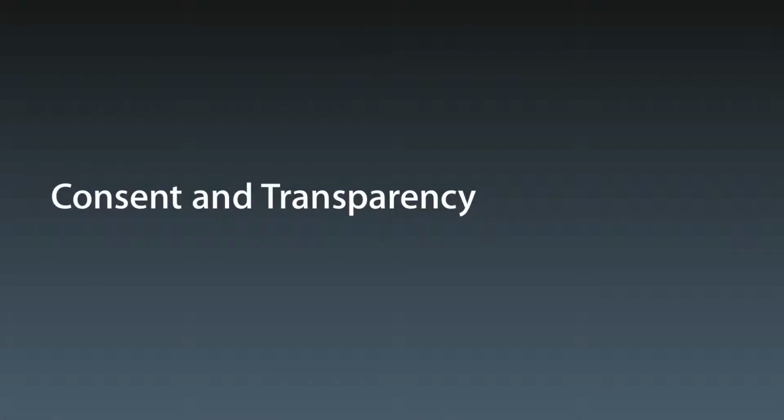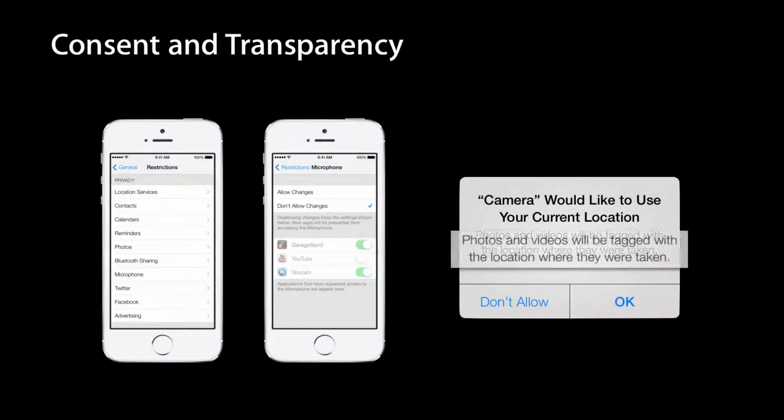Now, consent and transparency, this is all about the consent alerts. We have been giving users more and more control over different classes of data and device features. And you need to understand how this works. And there are really three things you need to do. You do need to make sure that you can handle the case where the user says, don't allow.